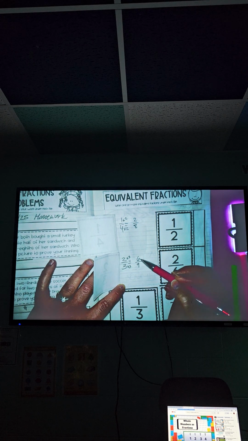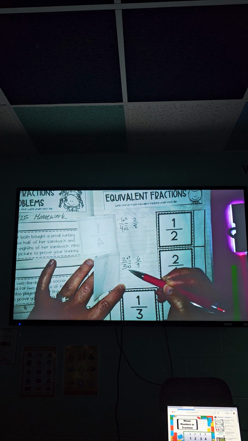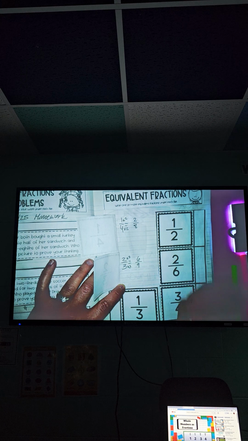And if we do the opposite and divide 6 by 3, you get 2. If we do 9 divided by 3, you get 3. So we are correct.